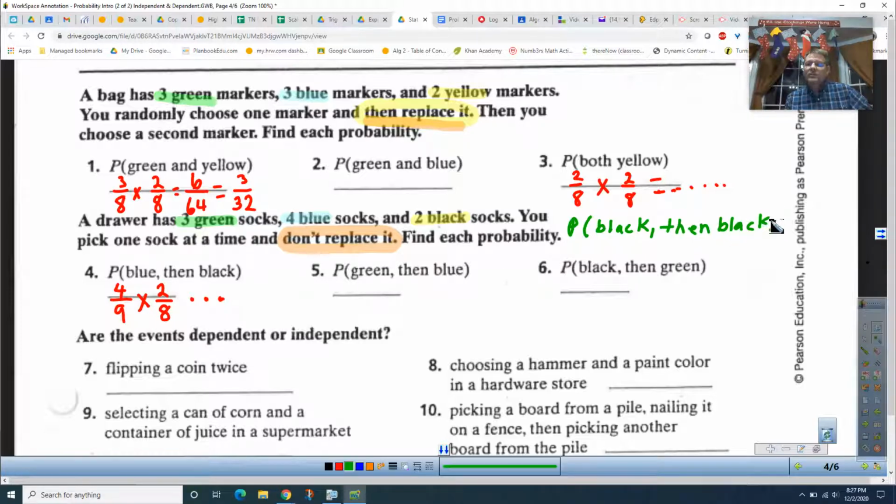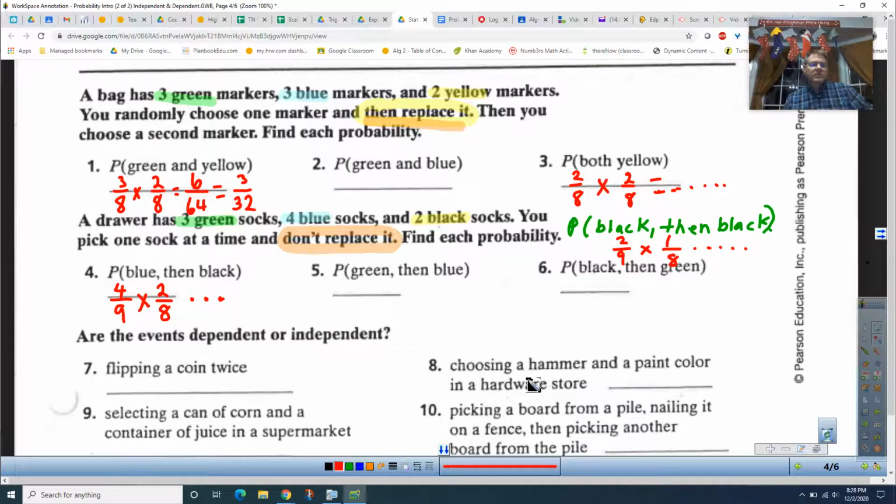Well, what's that going to do for us? The probability of getting a black sock is what? 2 out of 9. Now, when I take that sock out and leave it out, I'm only going to have 8 left. But what else is going to happen? Oh, I'm only going to have 1 black sock left. So it's not going to be 2 again. It's going to be a 1 this time. So because I stayed with the same color, it affected the numerator and the denominator. So you got to watch out for that scenario.